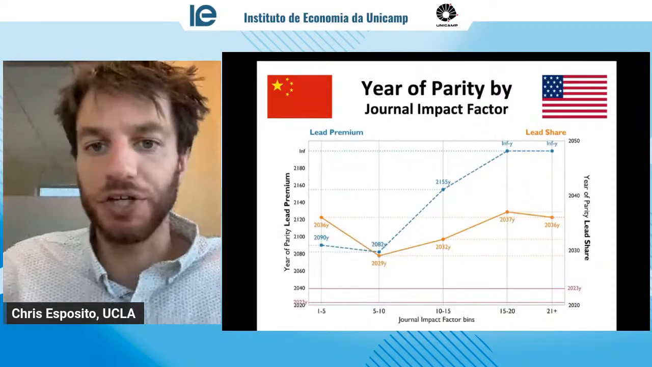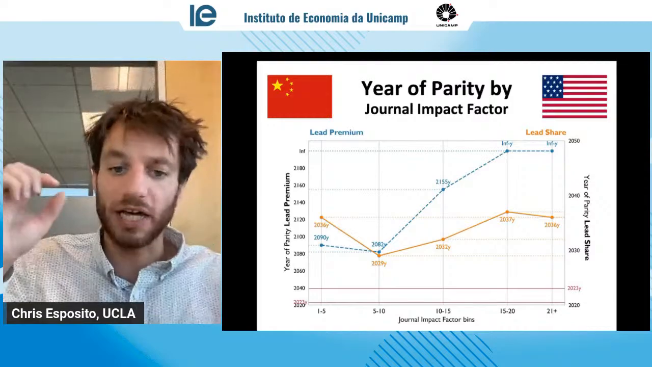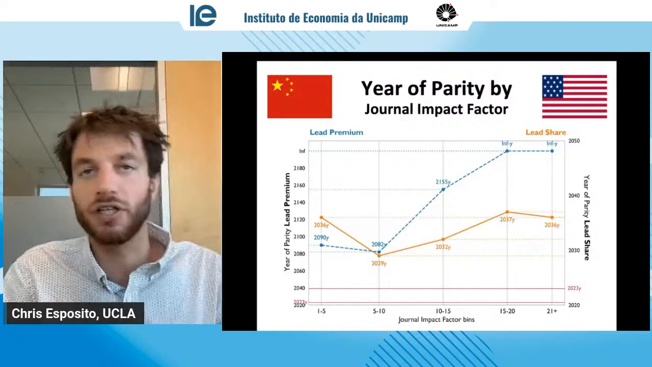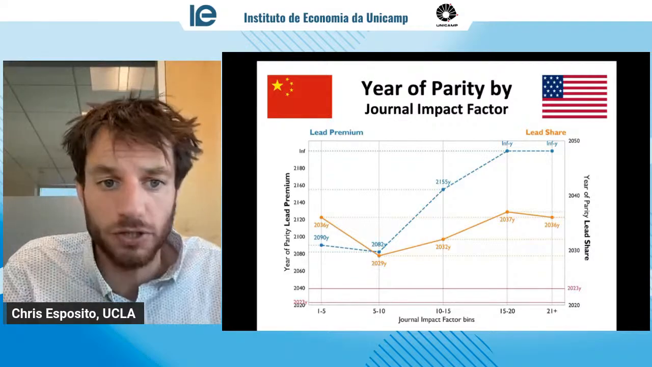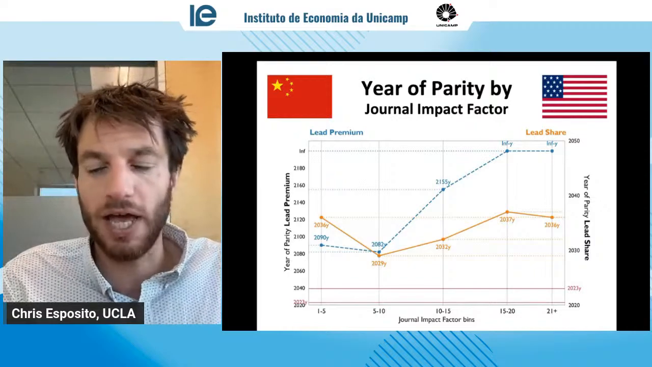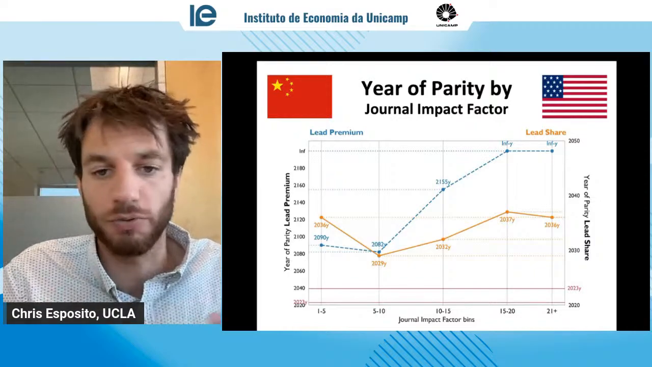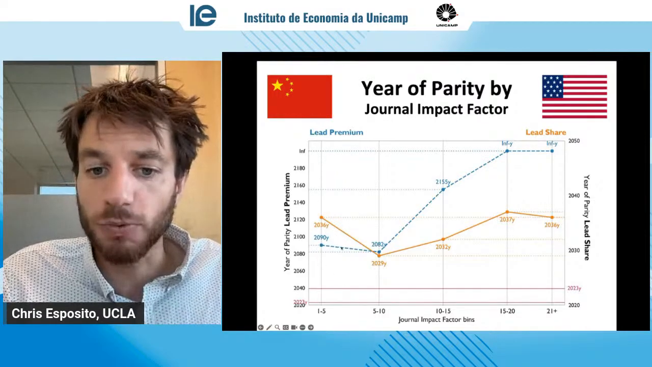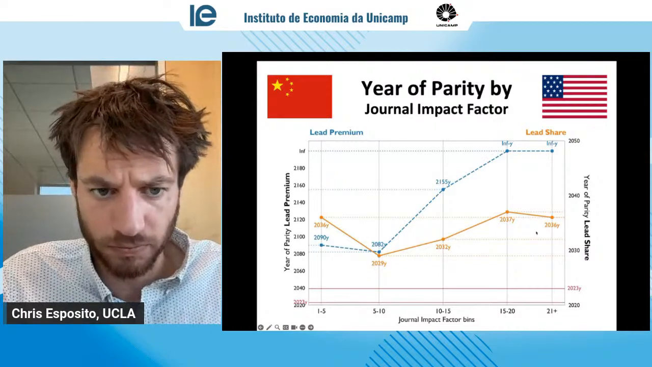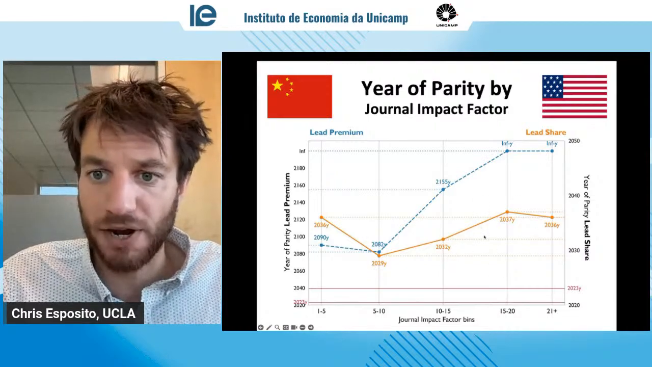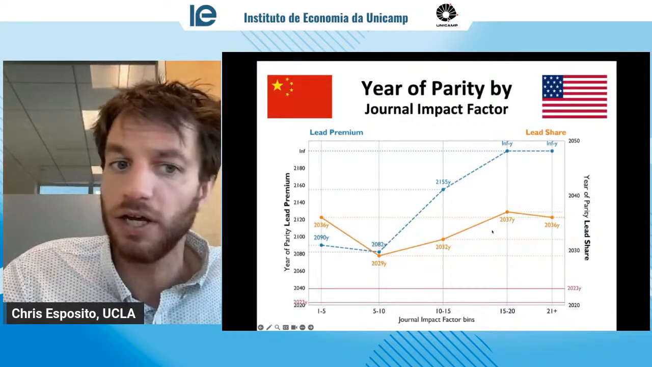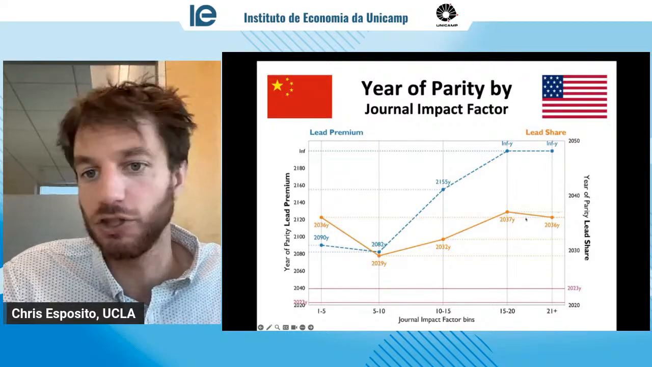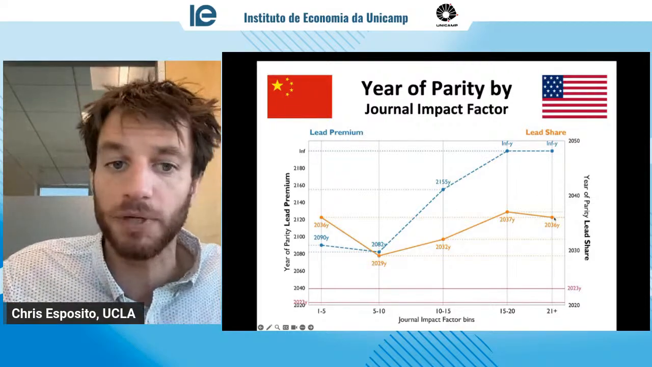We can also look at how the year parity prediction changes as we look at journals in different impact factor bins. So the higher the impact factor, the more prestigious the journal is. The main analysis included every publication in journals with an impact factor greater than 1. But here what we find is, as we look at journals in higher impact factors, the year where China hits parity in terms of its lead share with the United States doesn't change very much. The lead share moves from 2036 to essentially 2037, 2036 as we move up impact factors.